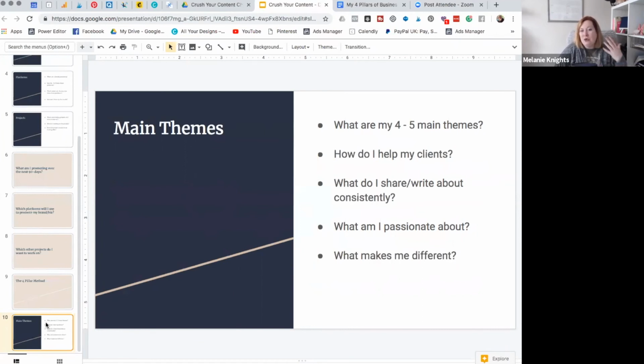These are the more detailed things underneath each of those headings. So I want you to go away today. This is your challenge. I do want you to think about what your 4 to 5 main themes are. What are those 4 to 5 main themes of your business? So I've given you some examples.